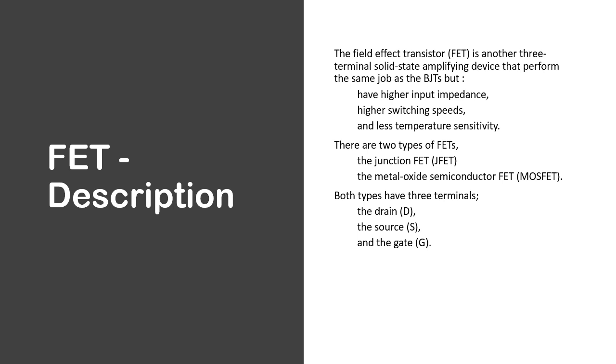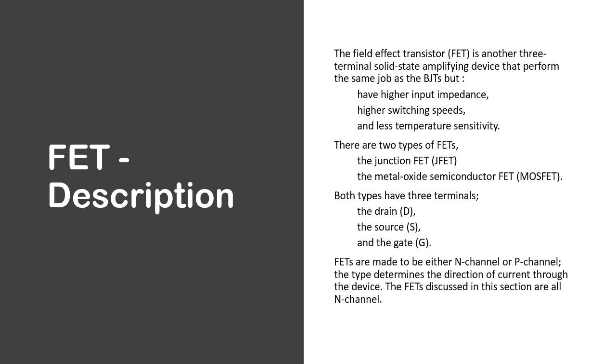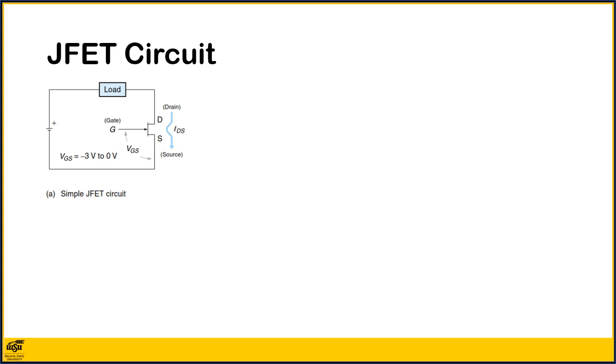Both types have 3 terminals, the drain D, the source S, and the gate G. Also, FETs are made to be either N-channel or P-channel. The type determines the direction of current through the device. The FETs discussed in this section are all N-channel. The simple JFET circuit is shown. The load current, IDS, passes through the drain to the source.